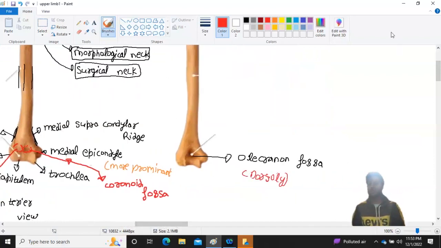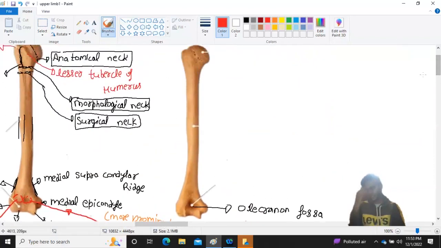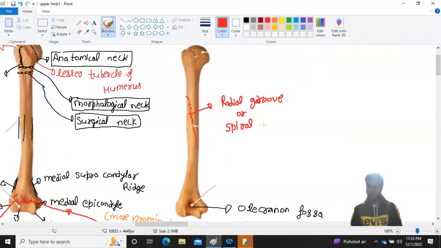Now one more thing on the posterior side. There is a shallow groove present on the posterior side. This is marked here. This shallow groove is called the radial groove or spiral groove. There is a nerve passing in this groove. We will discuss it. Spiral groove. Done. So this is the humerus.